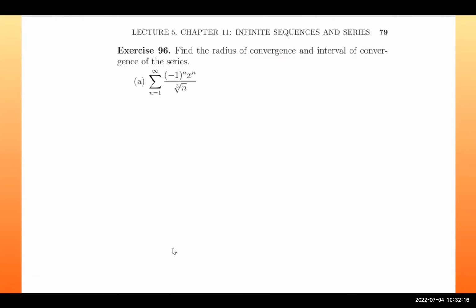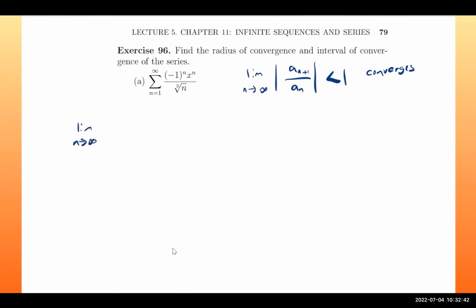Like we mentioned, we're going to have to apply the ratio test, which says that if the limit as n approaches infinity of the absolute value of a sub n plus 1 over a sub n is less than 1, then the series converges. That's what the ratio test says. So we have to apply the ratio test here.